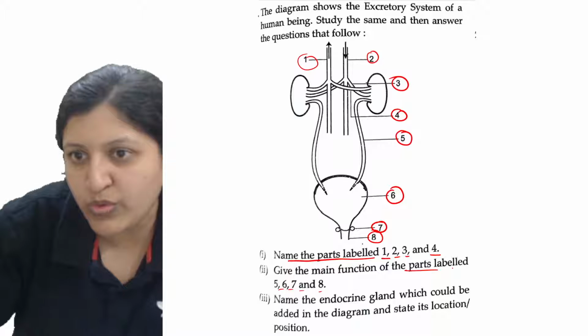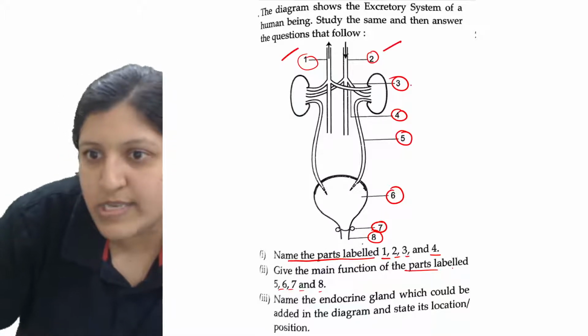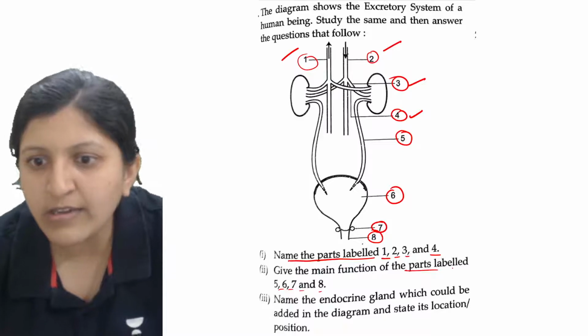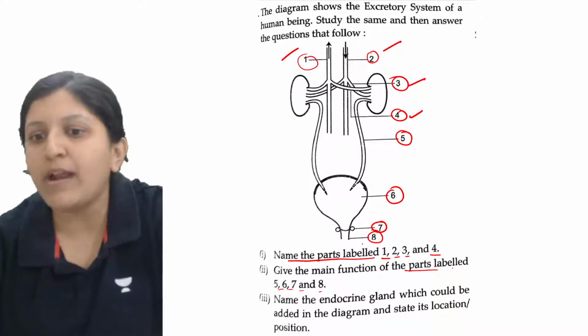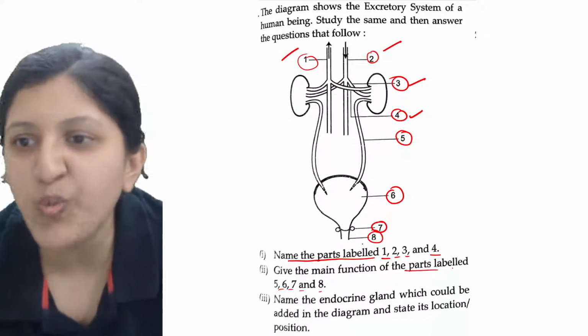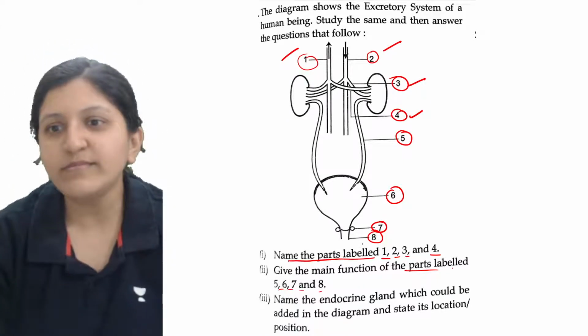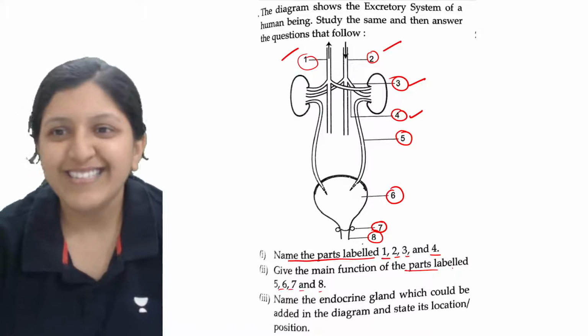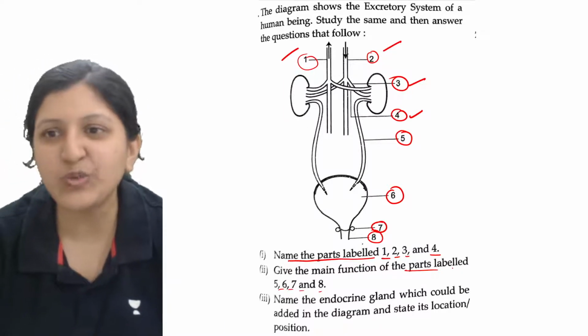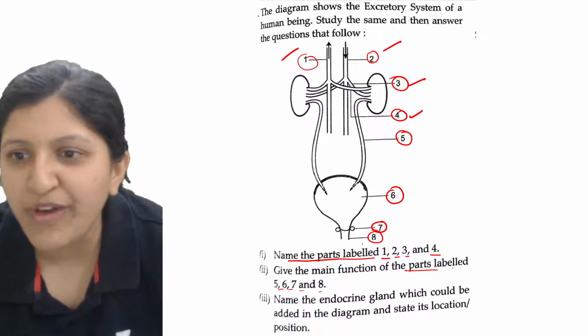So label 1, 2, 3, 4. So what is this, what is this, what is this and what is this? You need to mention that. And other than that, give the main function of the parts labeled 5, 6, 7, 8. Yes, anybody? What is 1, what is 2, what is 3, what is 4? Yes, no idea. What exactly is that? 1, 2, 3, 4. And other than that, 5, 6, 7, 8.